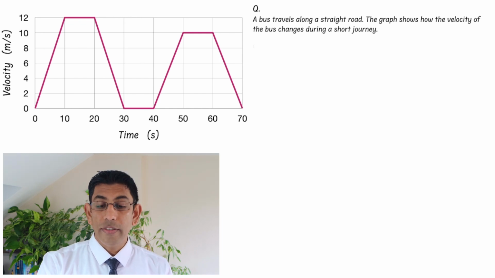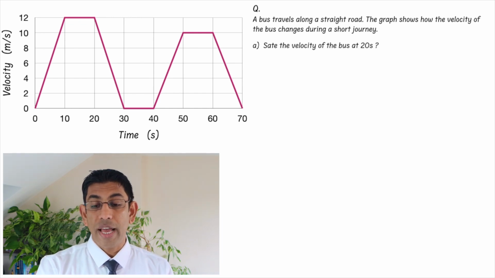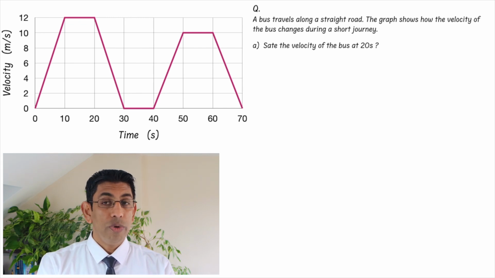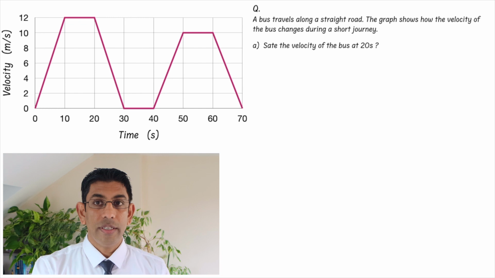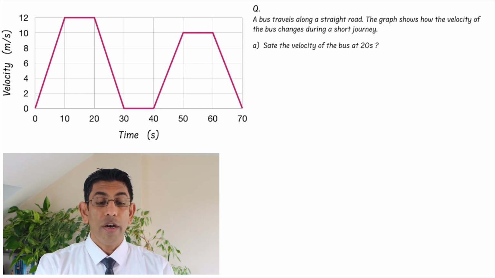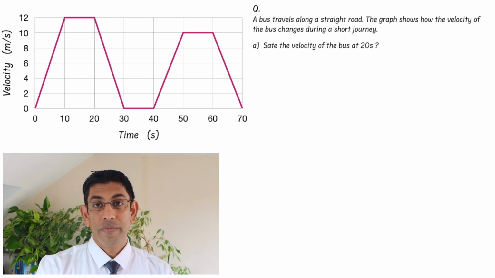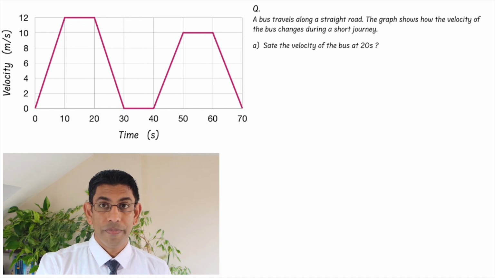The first question is, state the velocity of the bus at 20 seconds. So this is easy because they are only asking the velocity at 20 seconds. So if you go to the graph, at 20 seconds, the velocity of the bus is 12 meters per second. So the answer for question A is 12 meters per second.